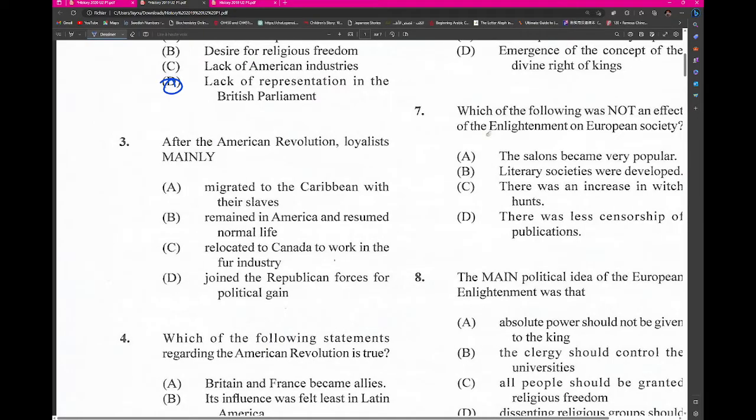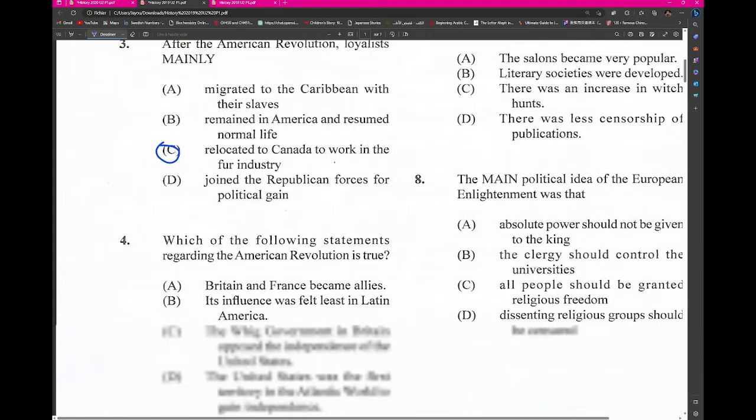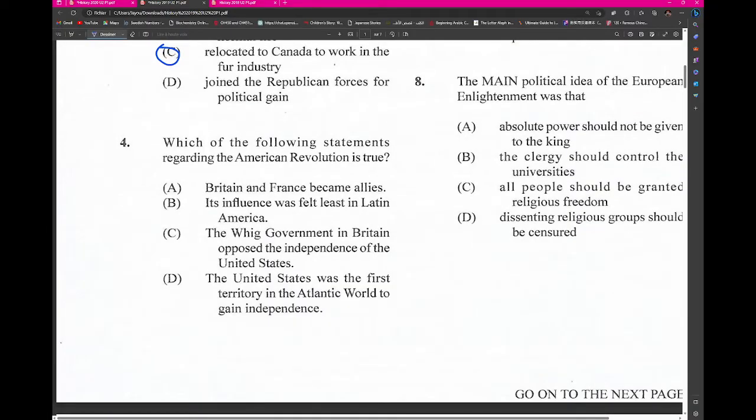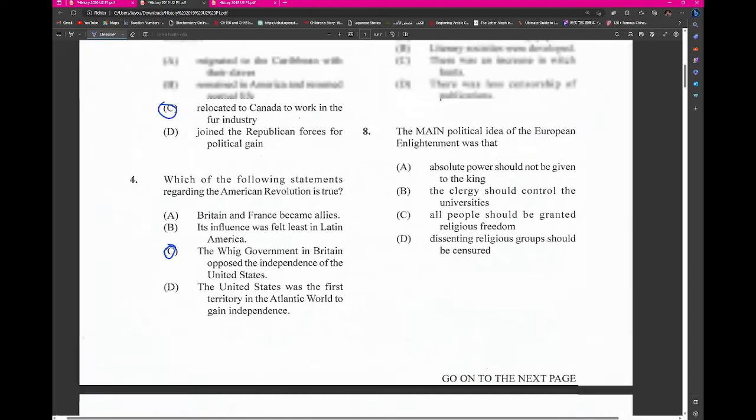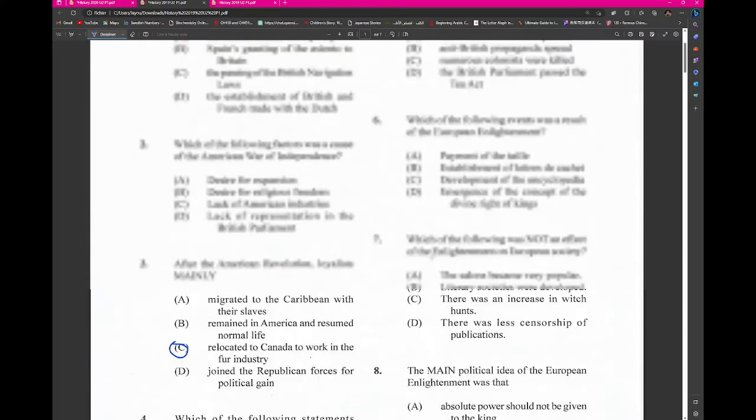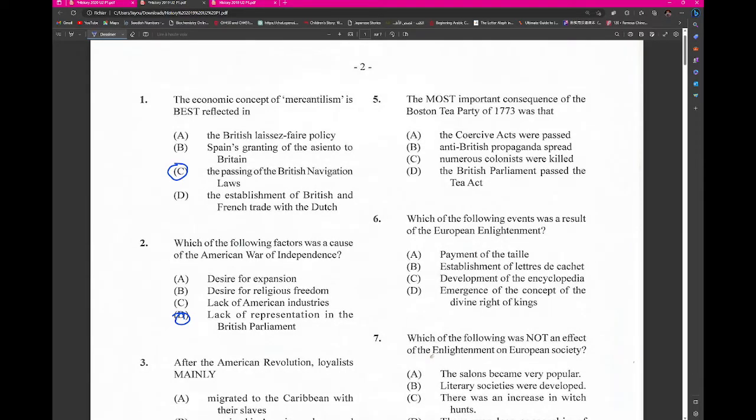So we have that. After the American Revolution, loyalists mainly relocated to Canada. Alright. 4. Which of the following statements regarding the American Revolution is true? So we have the opposition of American independence there. Right? So the most important consequence of the Boston Tea Party would be the coercive acts.